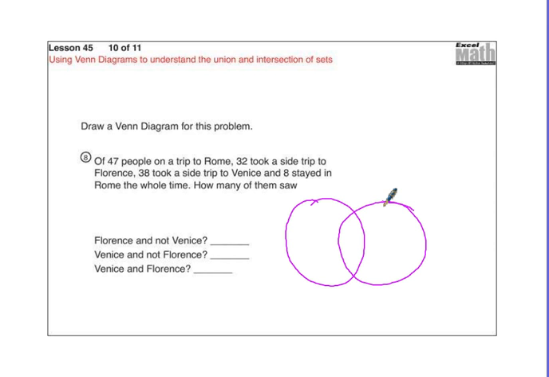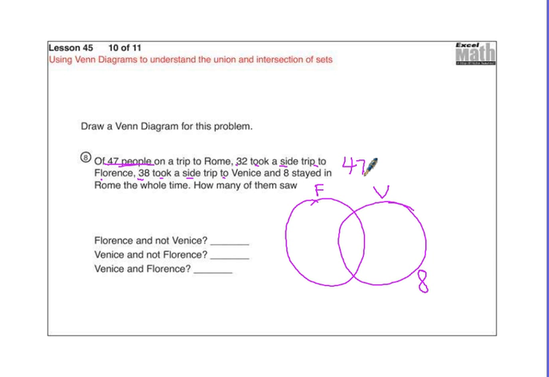There are 47 people who took a trip to Rome. 32 took a side trip to Florence. I'm going to put an F right here. And 38 took a side trip to Venice. 8 stayed in Rome the whole time. That means they did not go on a side trip to either Florence or Venice. Remember, there's 47 altogether. Take a look at that little helper sheet.